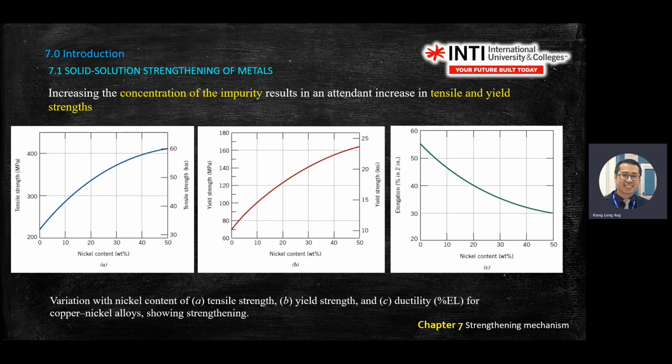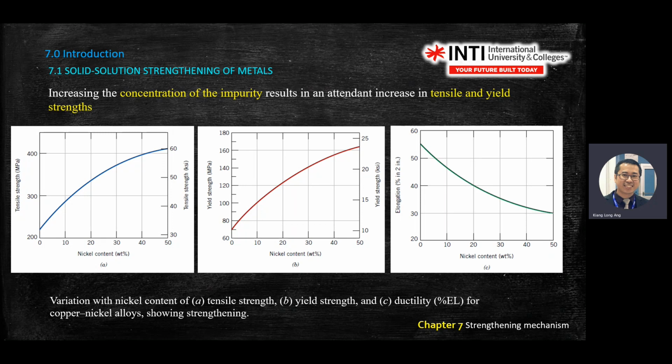So you're given 3 graphs here. For these 3 graphs, you read the y-axis. The first graph is the tensile strength against the nickel content percentage, right? You have learned how to calculate the weight percentage in one of the chapters before this. And in chapter 6, you learned how to find the tensile strength, right?